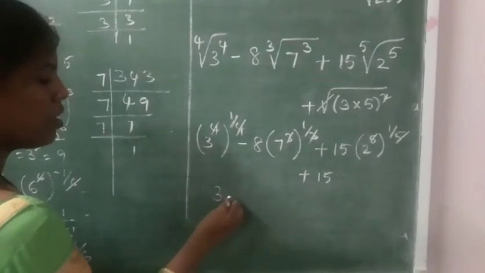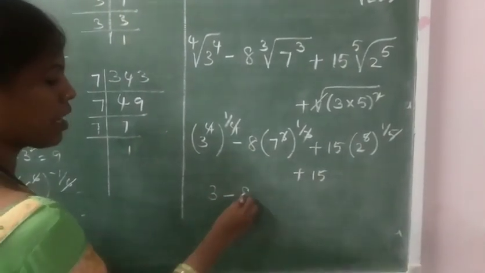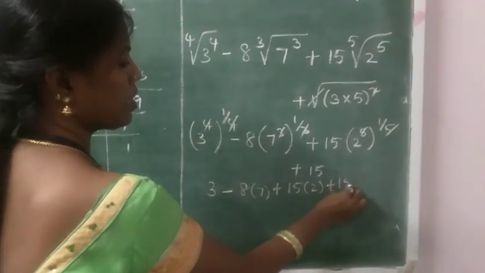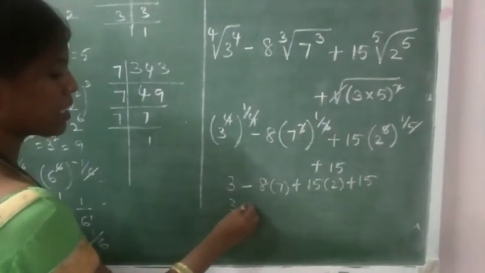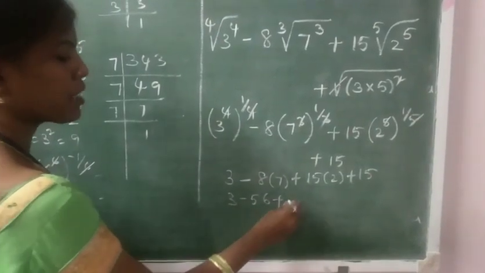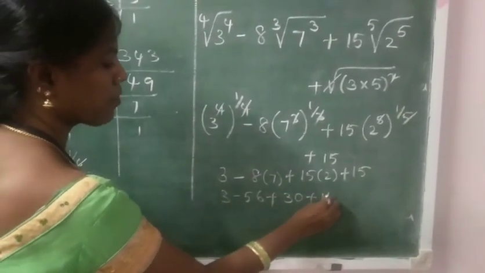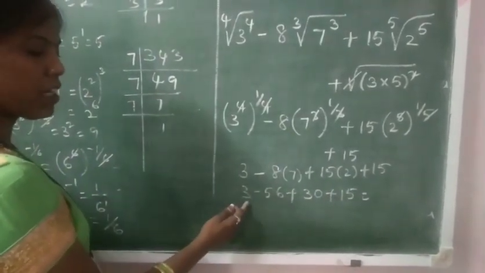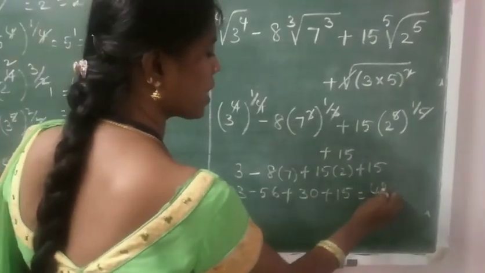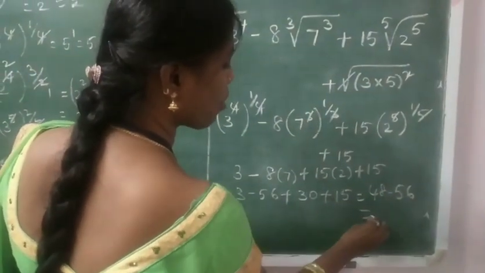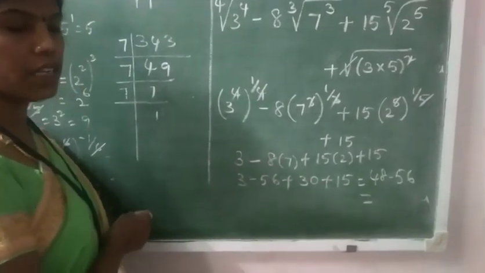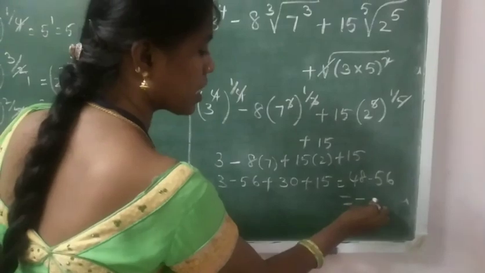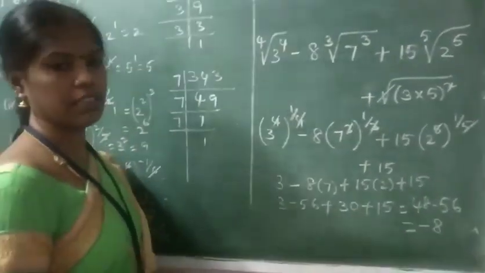What you got? 3 minus 8 into 7 plus 15 into 2 plus 15. So 3 minus 8 7s are 56 plus 15 2s are 30 plus 15. So 30 plus 15, 45. 45 plus 3, 48. 48 minus 56. 48 minus 56 is how much? One is positive, one is negative, so the negative number is more. So 48 minus 56 is nothing but minus 8.